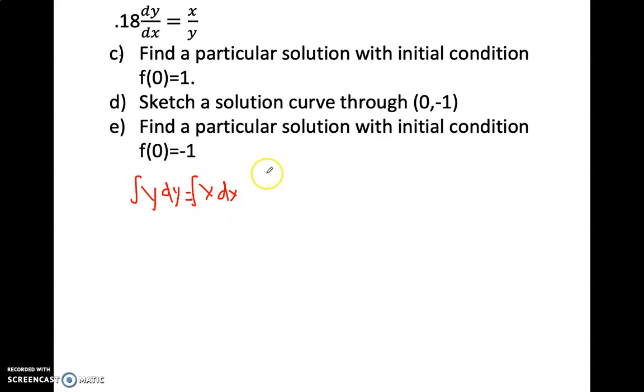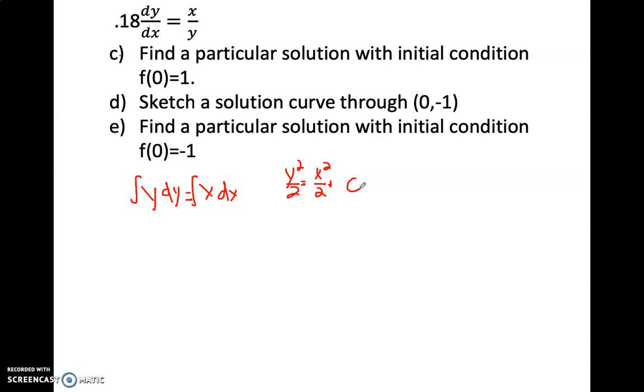And from there, we're going to get y squared over 2 equals x squared over 2. But on one of these two sides we will need to incorporate the plus c because they're indefinite integrals. We don't do it for both sides, but just one. So plus c, and then it comes down to solving that.